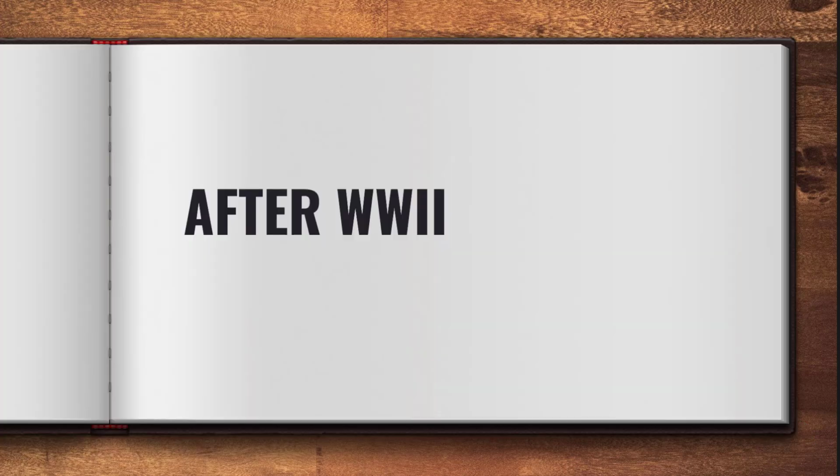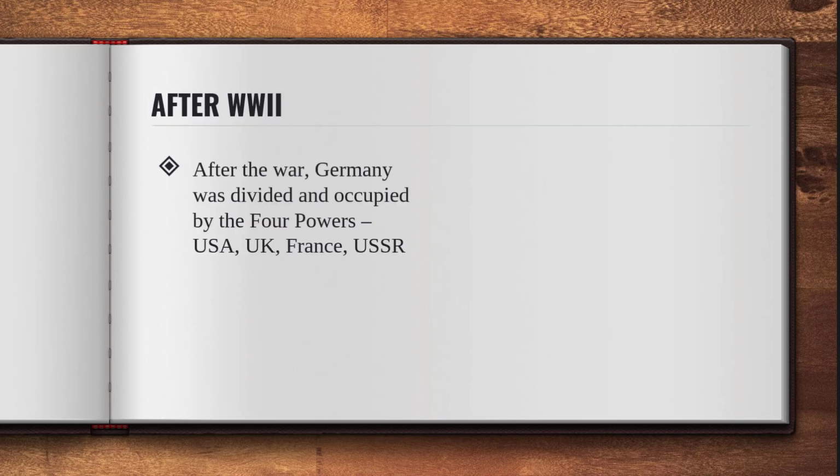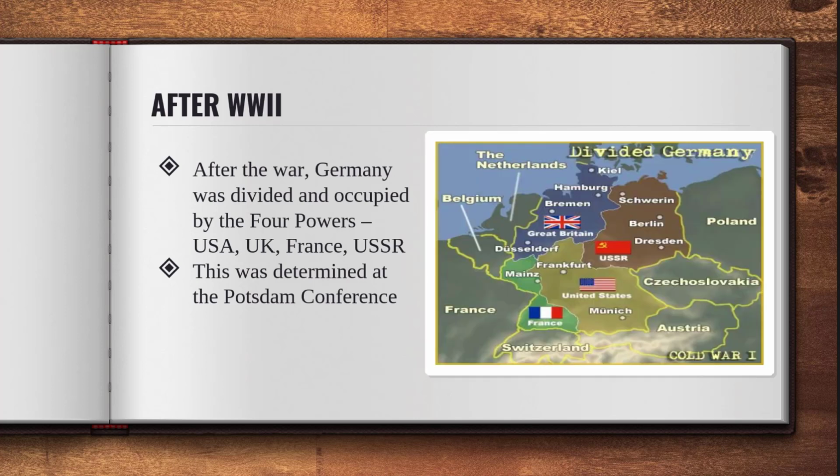All right, so we got through World War II in our previous video. We need to talk about what happened after World War II with Germany. After World War II, Germany was divided and occupied by the four powers. So it was divided into four parts. Each of those four parts was occupied by either the US, the UK, France, or the Soviet Union, or the USSR. And this division of Germany was decided at something called the Potsdam Conference.